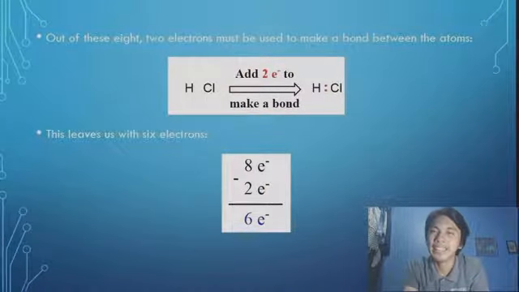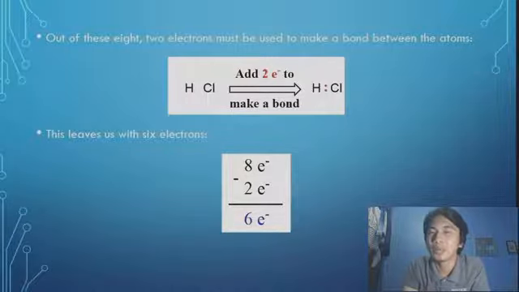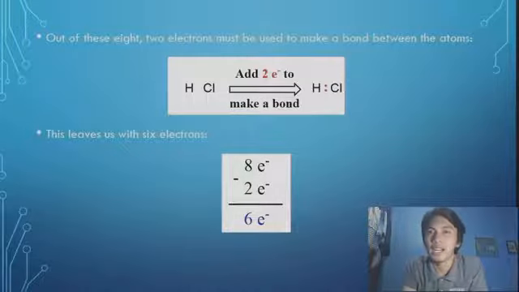Out of these 8, 2 electrons must be used to make a bond between the atoms. As you can see here, we have the 2 elements, hydrogen and chlorine. To make a bond, we need to pair the 2 electrons, 1 from the chlorine and 1 from the hydrogen. This process makes a bond. As you can see, the product here, we have the hydrogen, then the 2 dots, then chlorine. So the meaning of this is the hydrogen and chlorine are bound together.